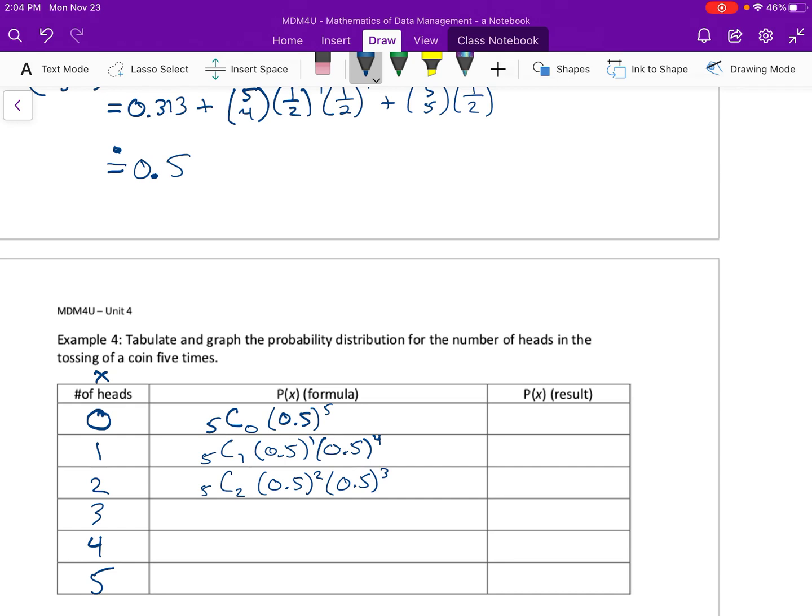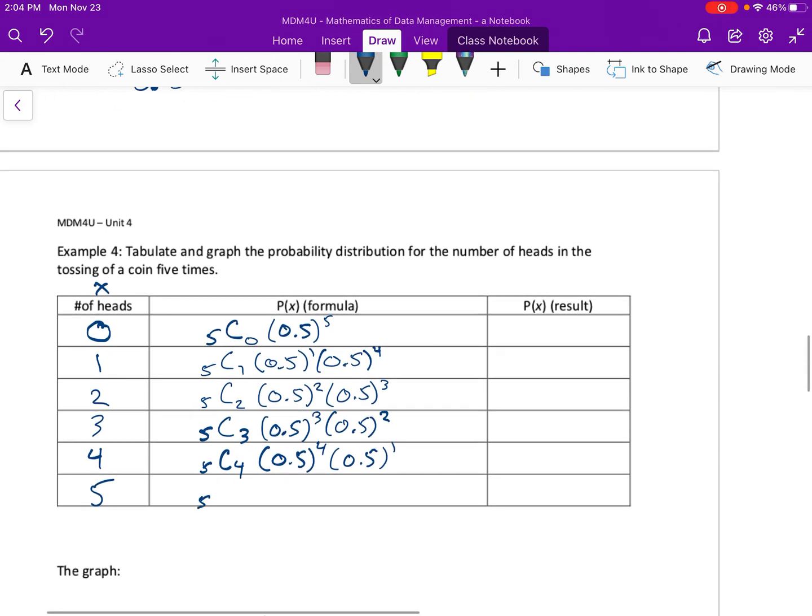And again, why don't you just pause the video and see if you can come up with the rest. Hopefully it's intuitive, but just so you have that practice of getting these. So if I want 3, that's going to be my exponent here, and then that one becomes 2. And then 4 and 1, and then my last one. And so if you were to punch those all in, you can just copy off of the screen here. There's my probability.